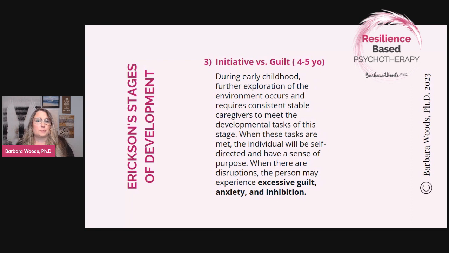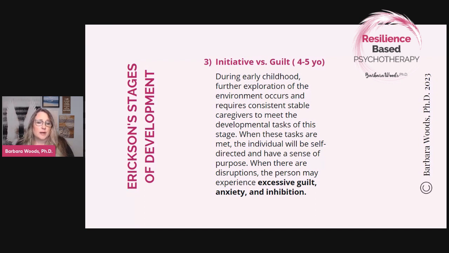So stage number 3 is from 4 to 5, and this is initiative versus guilt. During this period in early childhood, they're further exploring the world and the environment. They need consistent, stable caregivers to meet these developmental tasks. So when they're met, they're self-directed, they have a sense of purpose, they can go do things, they start to think a little bit deeper and start to get curious and explore.